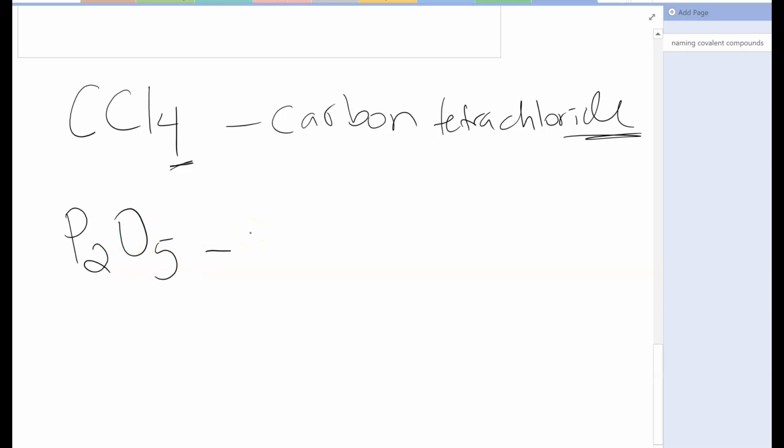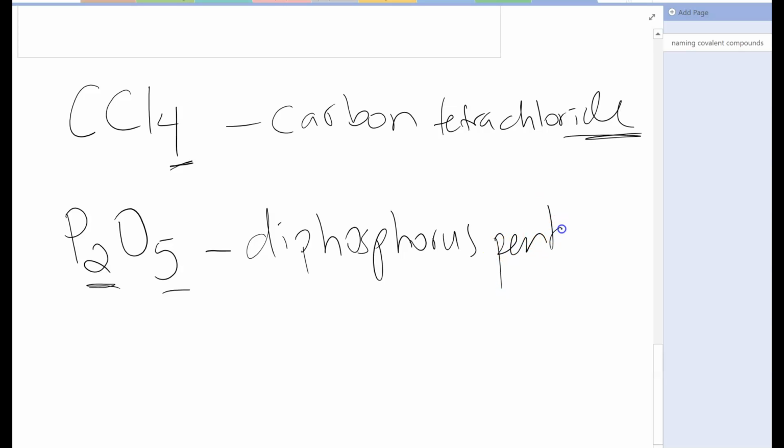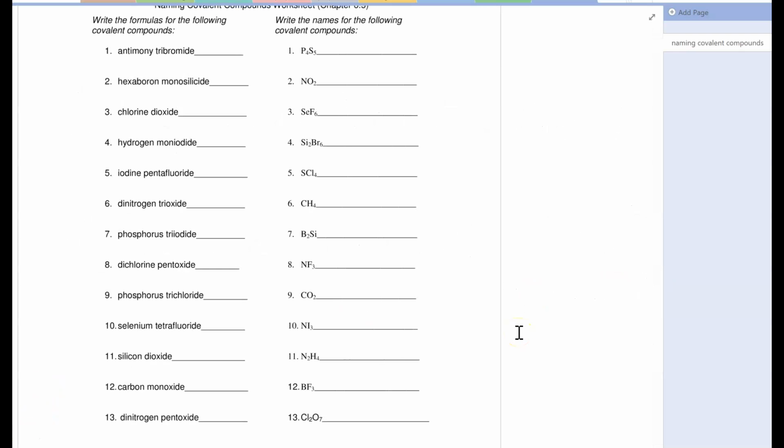All right, so what if we had this compound? So in this case, phosphorus, as you can see, there are 2 of them. So we call it diphosphorus. And then 5 is penta, so pentaoxide or pentoxide. I'm not picky about that part. Either one is fine.